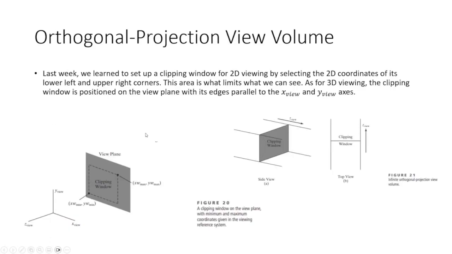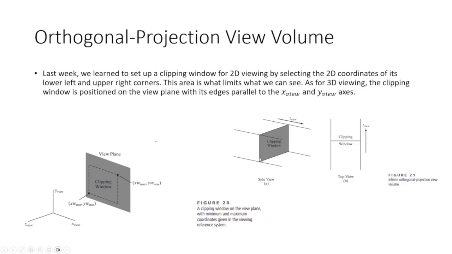Next, the orthogonal projection view volume. Last week we learned to set up a clip window for 2D viewing by selecting the 2D coordinates of its lower left and upper right corners. You can see Figure 20. The clip window is the area that we can see. For 3D viewing, the clip window is positioned on the view plane with its edges parallel to the x view and y view axes.